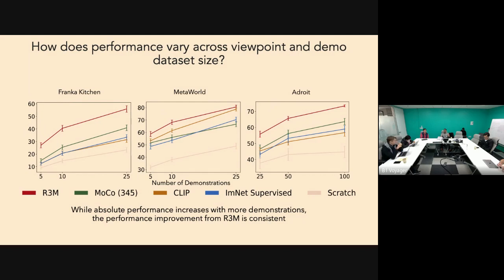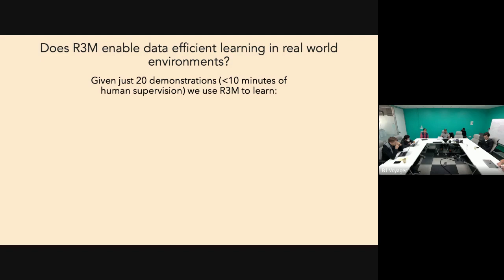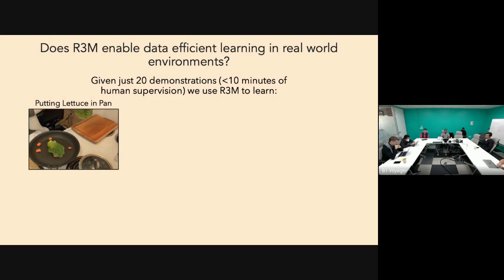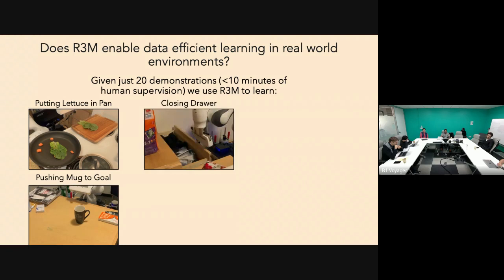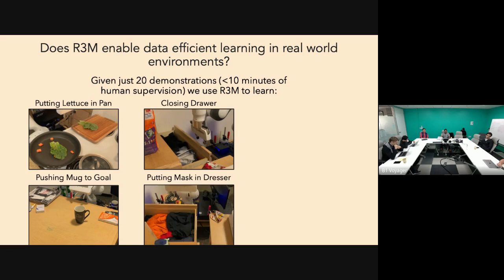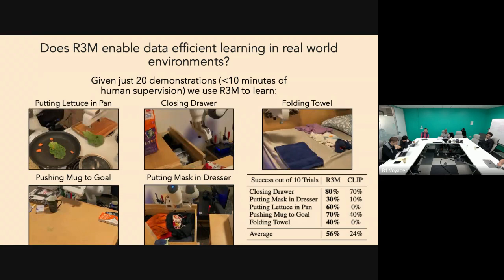The last thing is, can R3M enable data efficient learning in a real world environment? I actually took this Franka robot into my apartment for a while. For each of these tasks, I just give it 20 demonstrations, which is less than 10 minutes of human supervision. Then using the pre-trained model, we're able to learn these tasks: putting the lettuce in the pan, pushing the mug to the goal, closing the drawer, putting the mask in the dresser, and unfolding the towel. Overall, we get a 56% success rate, which is more than double what we get if we use CLIP as the pre-trained representation.